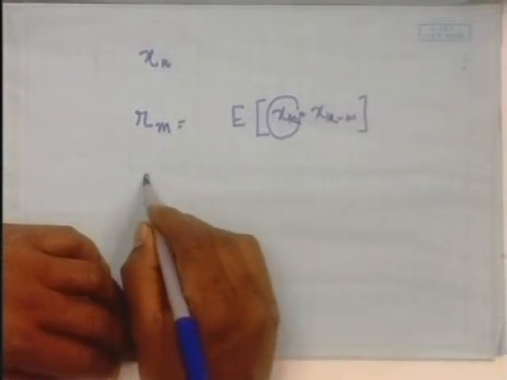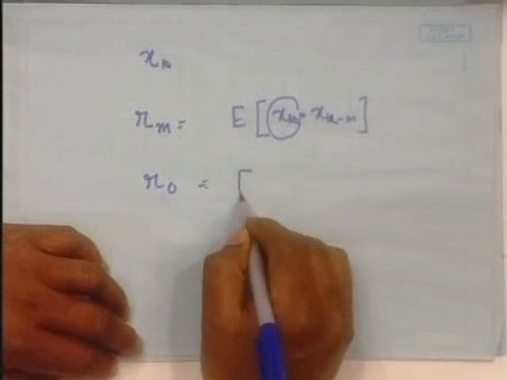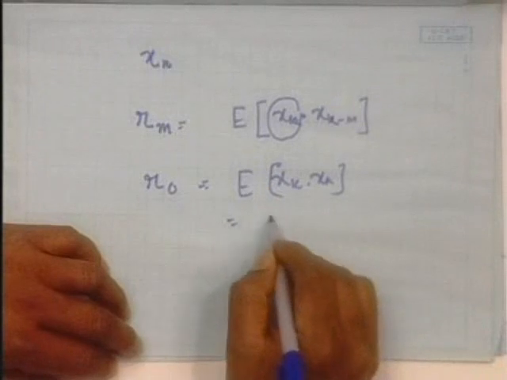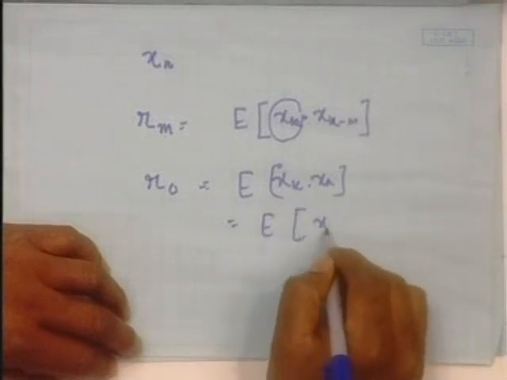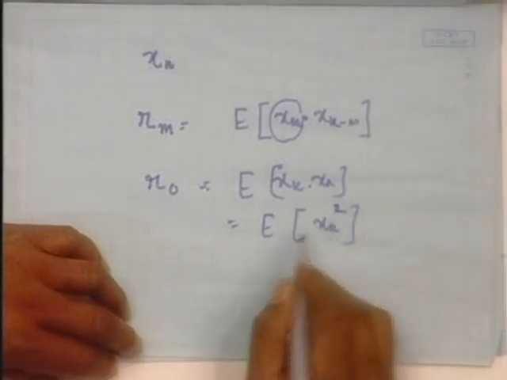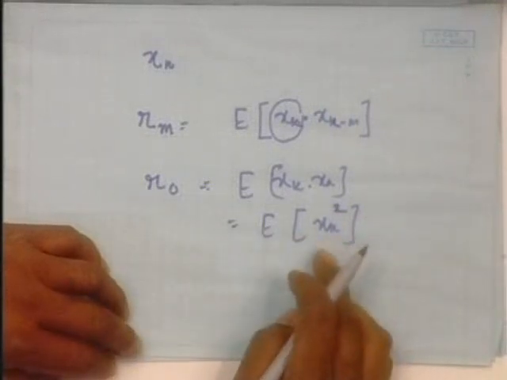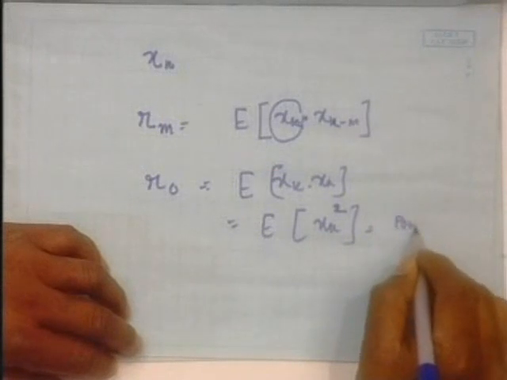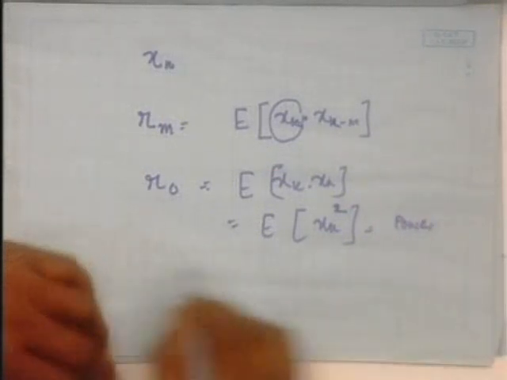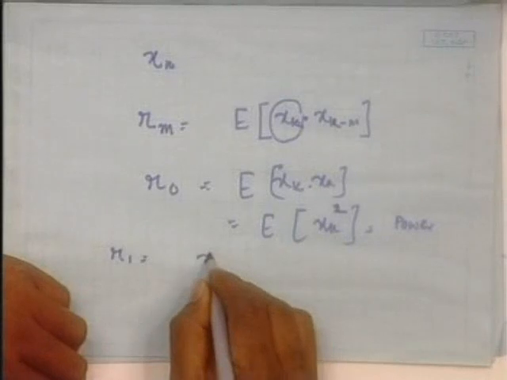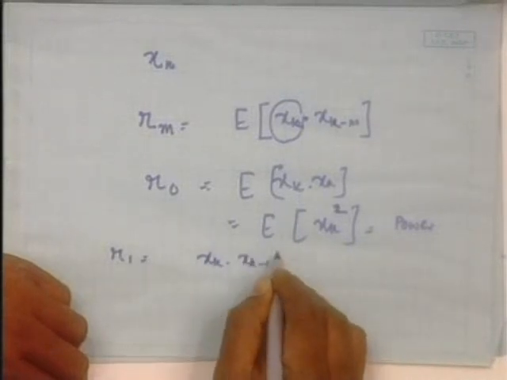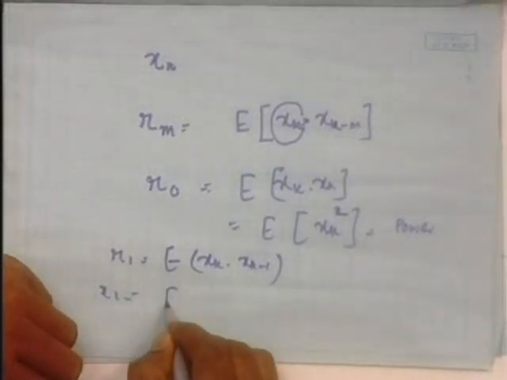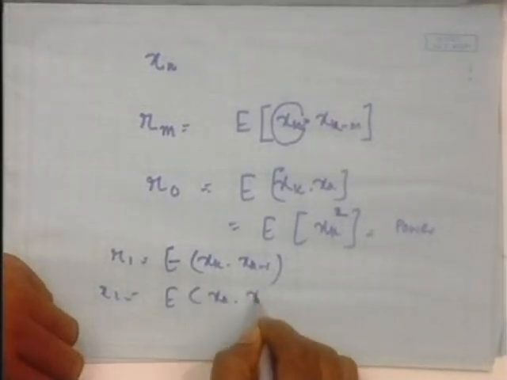So, for example, R0 is equal to the expected value of xk into xk, that is, the expected value of xk square. If you take the expected value of x square, that means the mean of the square of all the samples. So that is equivalent to your power, you can say. Similarly, R1 will give you the expected value of xk into xk minus 1. Similarly, R2 will give you the expected value of xk into xk minus 2.